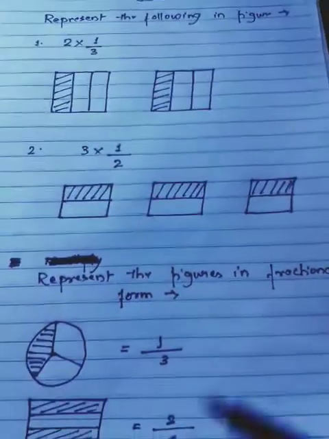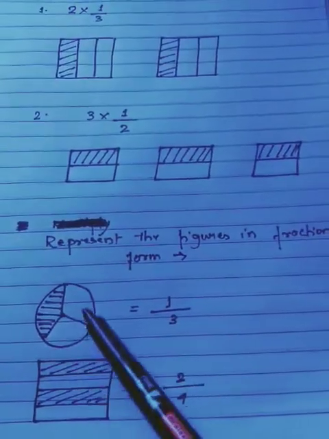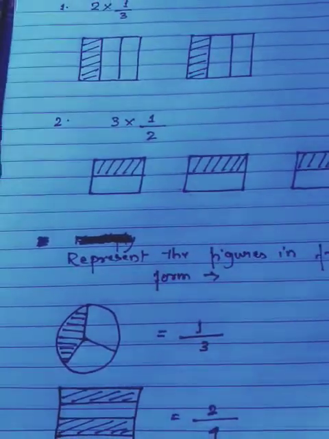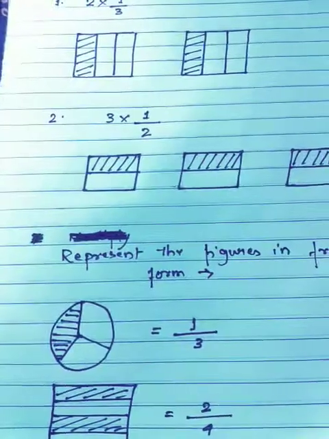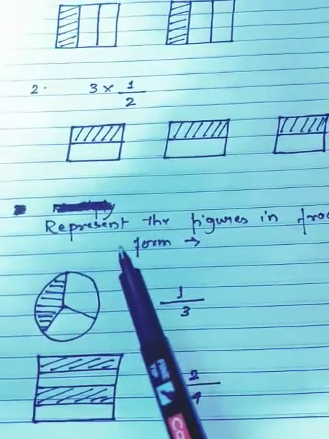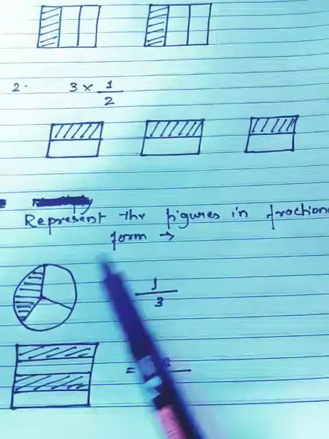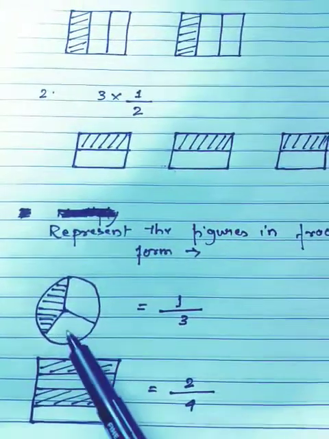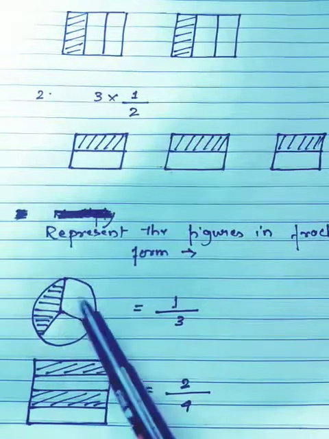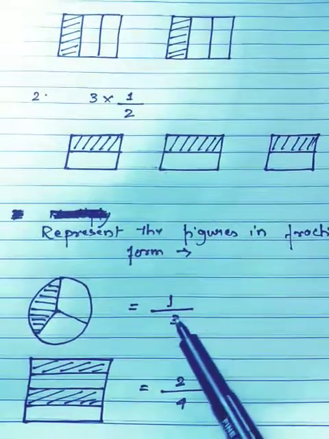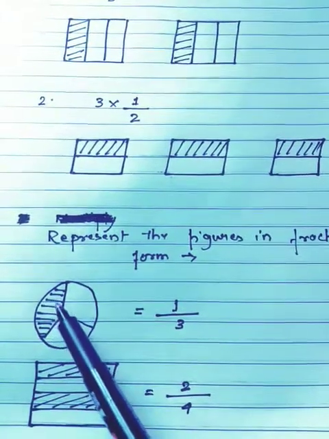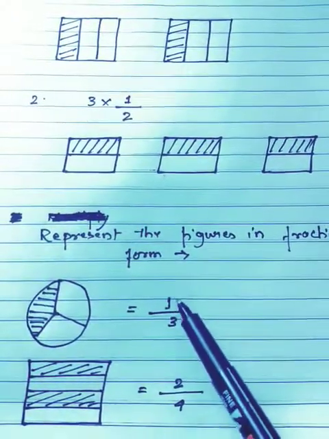Now just do the reverse. Suppose the figure is given and you have to write it in fractional form, then it's very easy. Now represent the figure in fractional form. So see, there is one circle. How many divisions are there? 1, 2, 3. So first you will write the number of divisions as the denominator. Write 3. Then you will check how many parts are shaded. That is only 1. So you will just write 1 by 3.